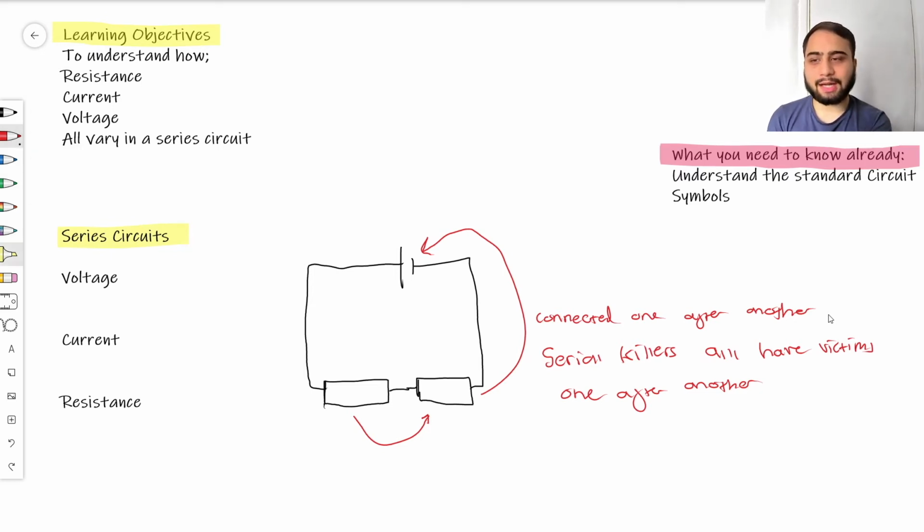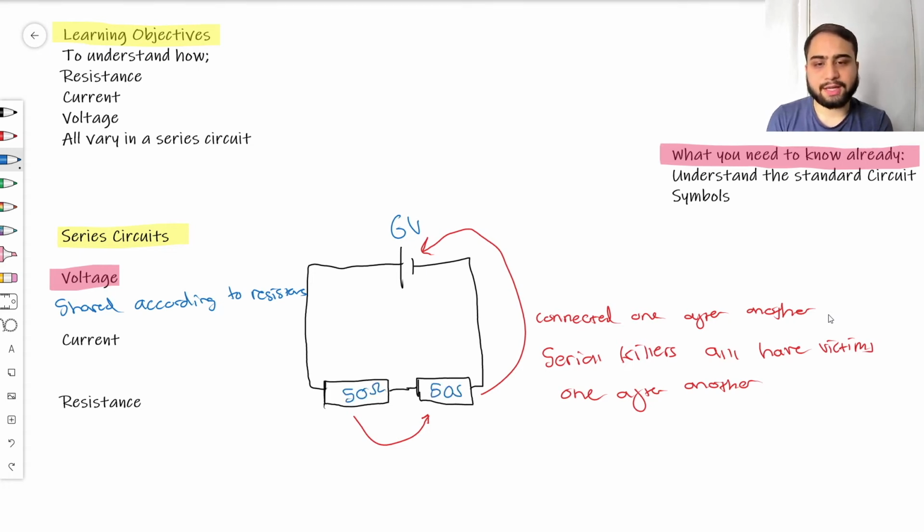Now let's have a look at how voltage varies. Let's change the color of our highlighter here. Okay, let's have a look at how voltage varies in a series circuit. If this cell here is 6 volts, the voltage is shared equally. Well, no, actually no, shared according to resistance. Okay, if these two resistors are both say 50 ohms.